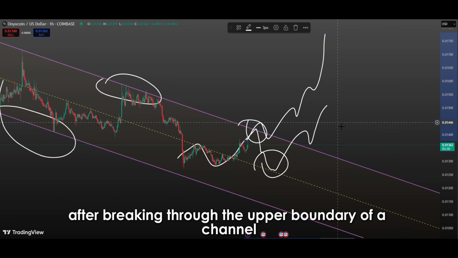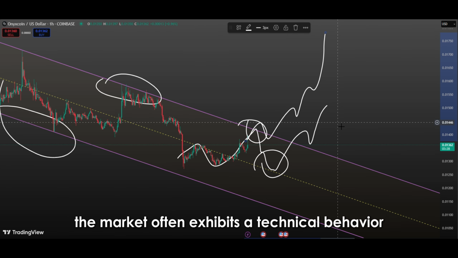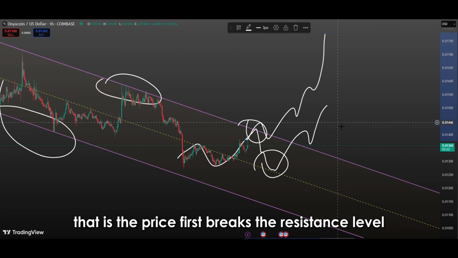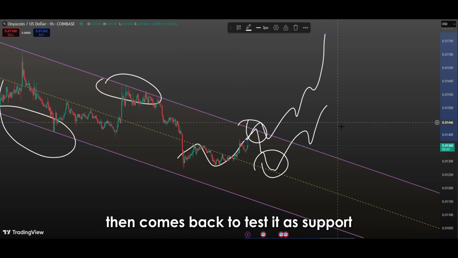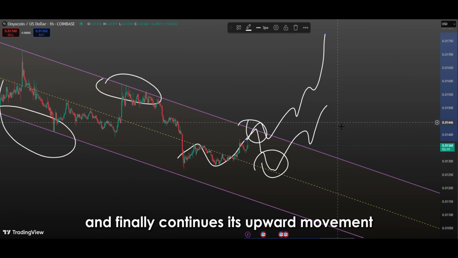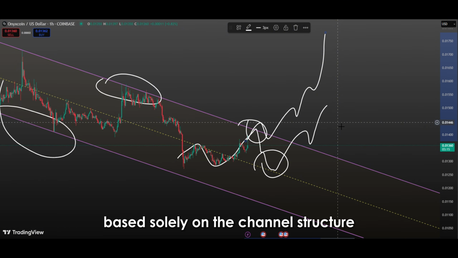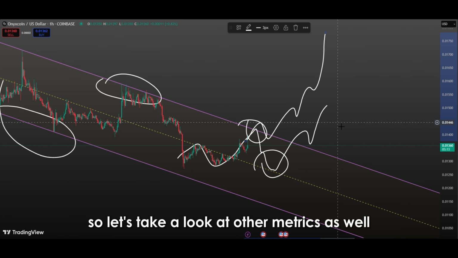After breaking through the upper boundary of a channel, the market often exhibits a technical behavior known as a post-breakout retest. That is, the price first breaks the resistance level, then comes back to test it as support, and finally continues its upward movement. But of course, we can't make a decision based solely on the channel structure. So let's take a look at other metrics as well.